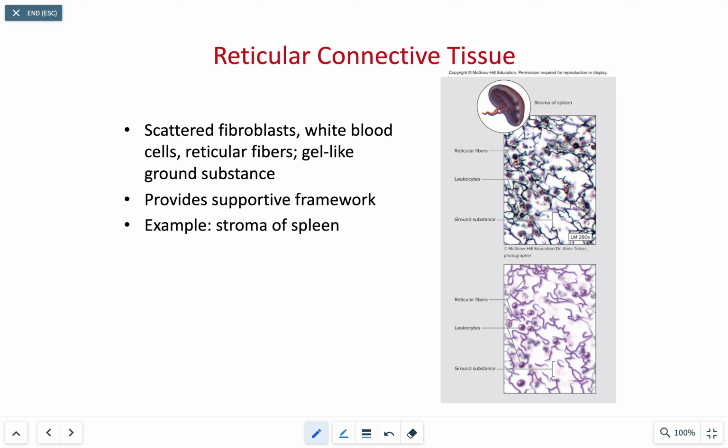And finally, the last loose connective tissue that we see is called the reticular tissue here. With the reticular fibers, the ground substance is a gel-like liquid. It has a very scattered arrangement of reticular fibers. Its job is to provide a structural framework for the spleen, lymph nodes, the thymus, and bone marrow. We usually find this in the areas of the spleen and the lymph nodes.